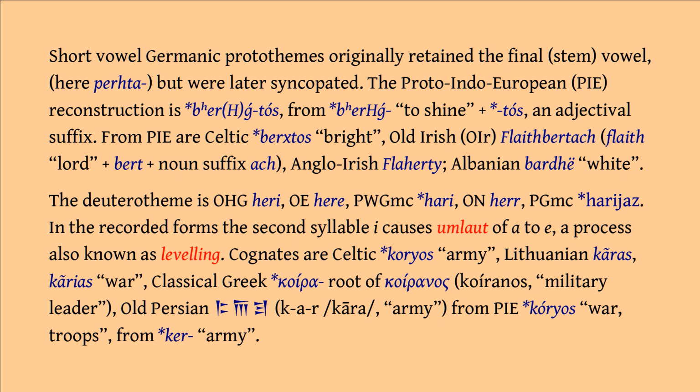The deuterotheme is Old High German heri, Old English here, Proto-West Germanic hari, Old Norse her, Proto-Germanic harias. In the recorded forms, the second syllable I causes umlaut of A to E, a process also known as levelling. Cognates are Celtic korios, army, Lithuanian karas, karias, war, Classical Greek koira, root of koiranos, military leader, Old Persian kara, army, from Proto-Indo-European korios, war, troops, from ker, army.